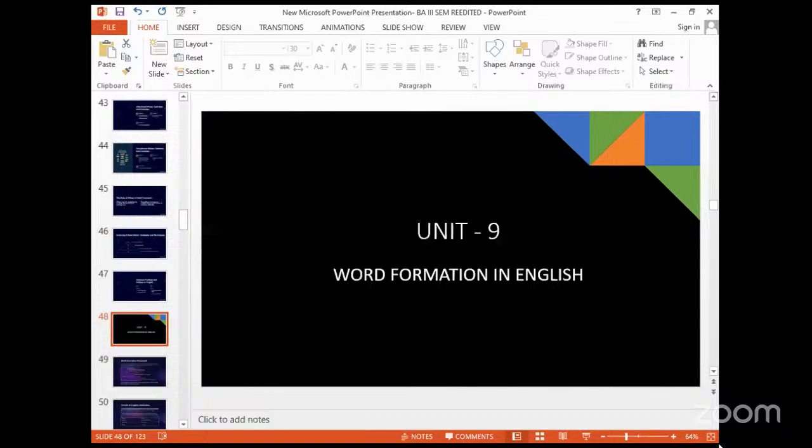Right. I think your textbook has an exhaustive word list of the derivational and inflectional affixes. I want you to go through the book. Right. Now, next we move on to Unit 9, Word Formation in English. Right?